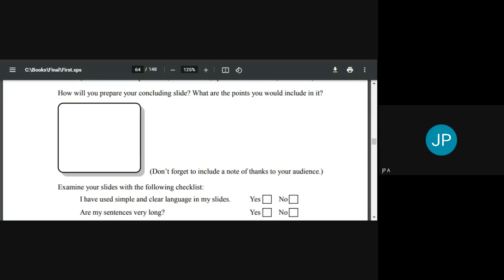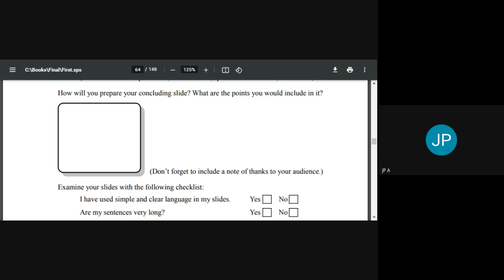So this means that we should not use very long sentences. We should only use points in the presentation. Only points should be there in the slides. Long sentences we can speak, but they should not be typed into the slides. Our sentences should be very brief on the slides. There should be minimum text.